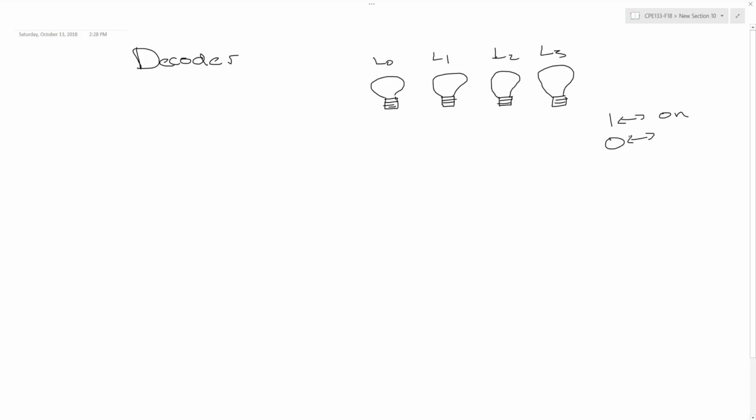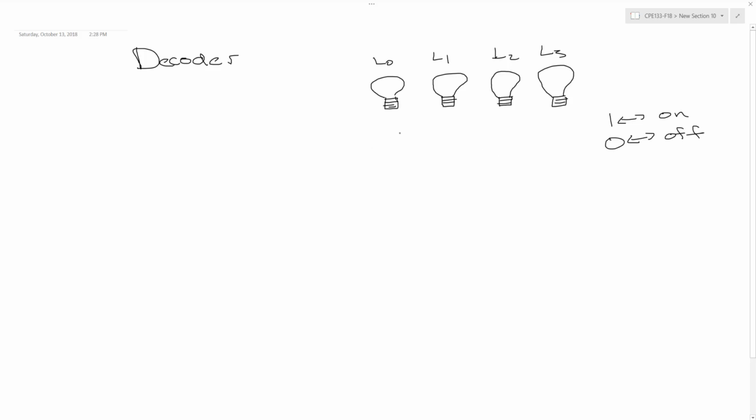In this video, we'll learn about another important building block that we can use for constructing digital circuits, specifically the decoder. To introduce the idea of a decoder, let's look at a specific application. Let's say I had 4 light bulbs that I wanted to control, that I'd like to turn on one at a time.